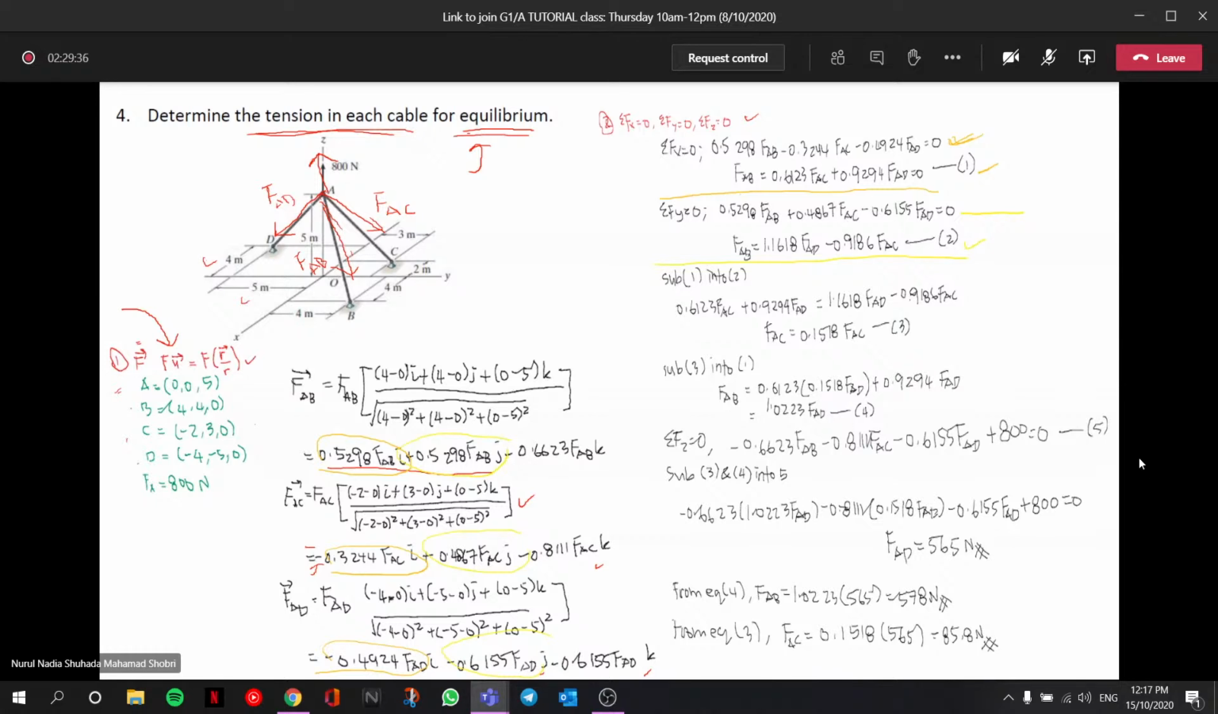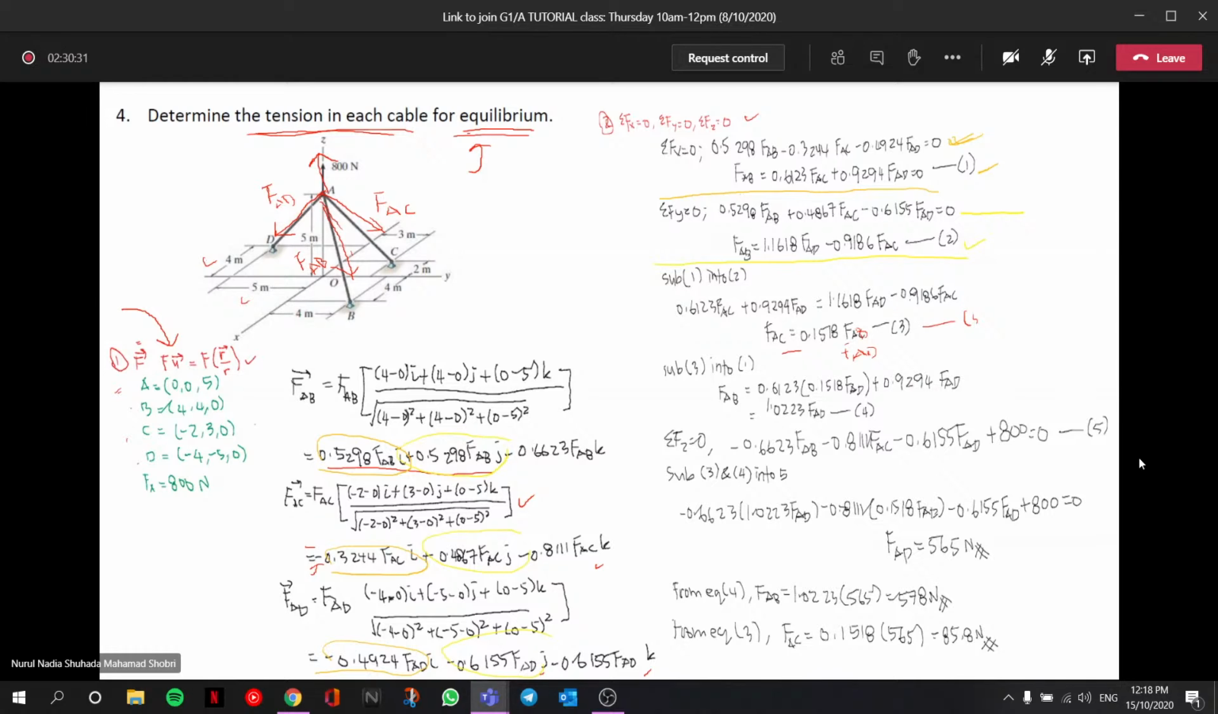Oh, I'm sorry, there's some mistake here. When you substitute 1 into 2, you would actually get FAC equal to 0.1518 FAD. Sorry, this should be FAD. My mistake. So you get equation 3.